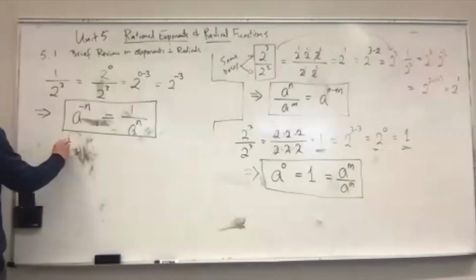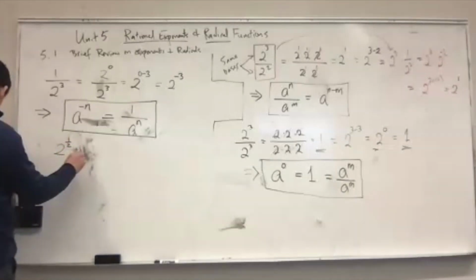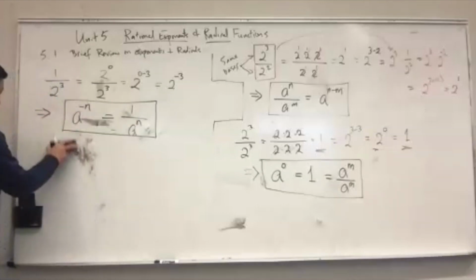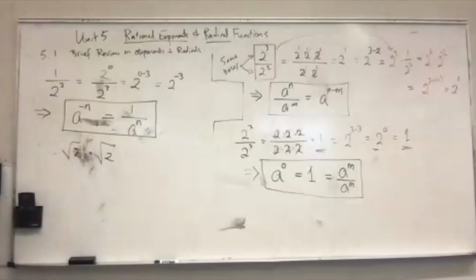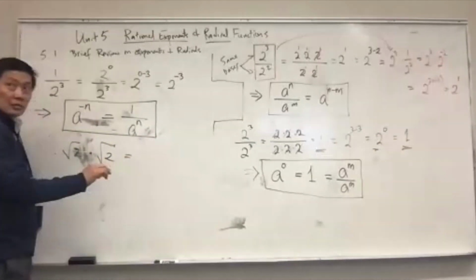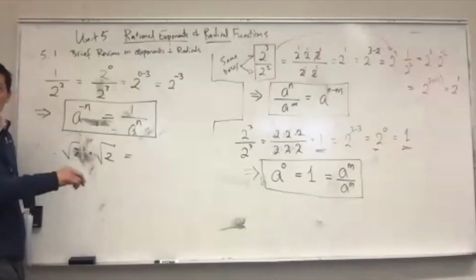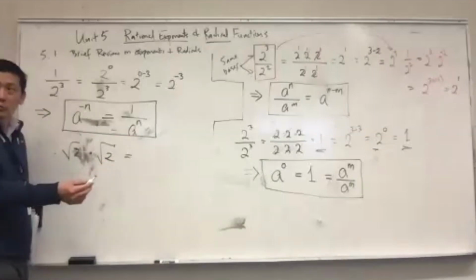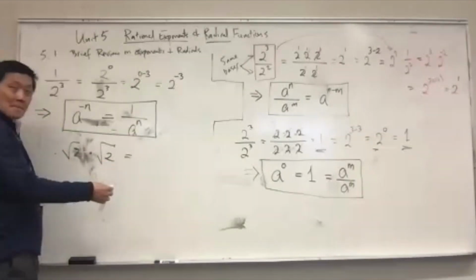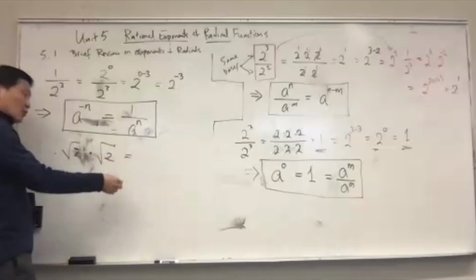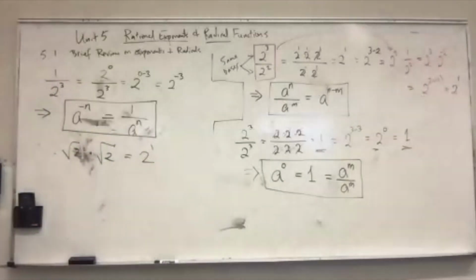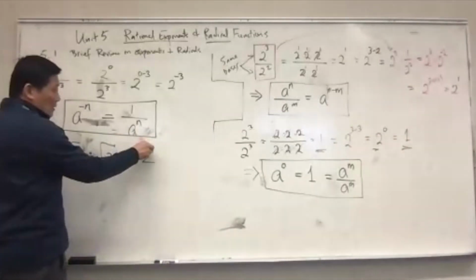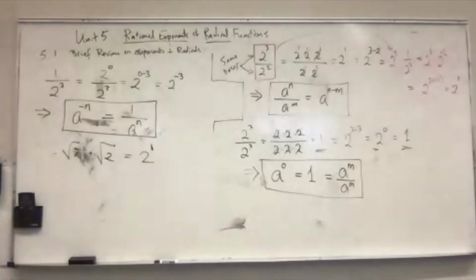2 to the 1/2. Let me do this one. Square root of 2 times square root of 2. We think of this as the square root of 2 times square root of 2, we end up with what? Come on, stay with me. Square root of 2 times square root of 2 is 2, okay. And 2 to the 1 power. Now I'm writing 1 here because I want to draw your eye to the exponents.